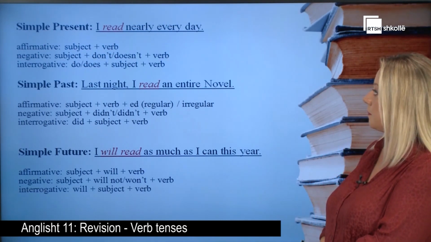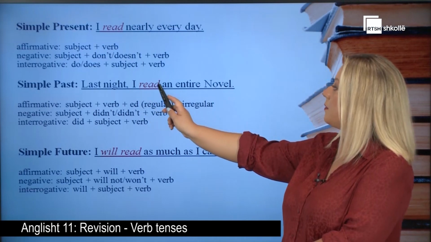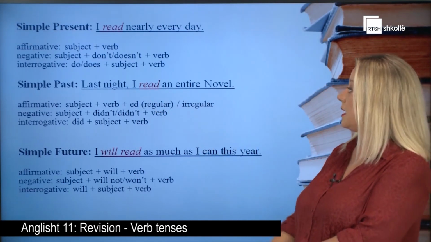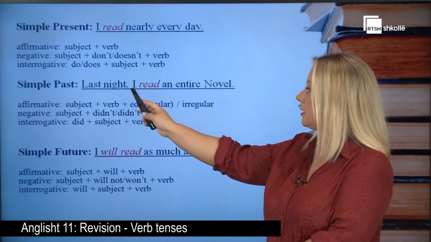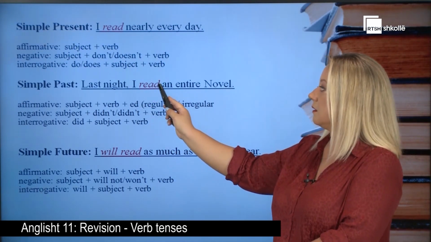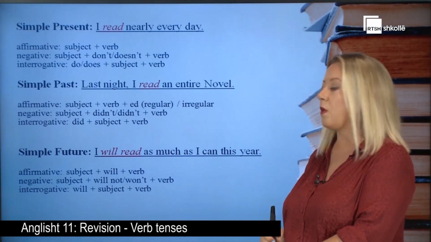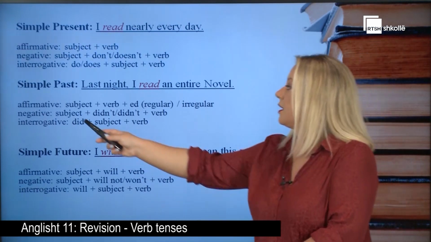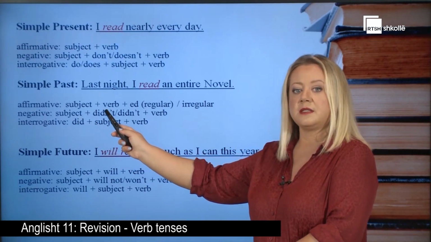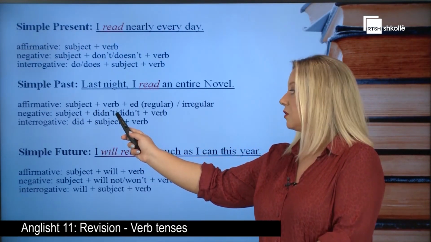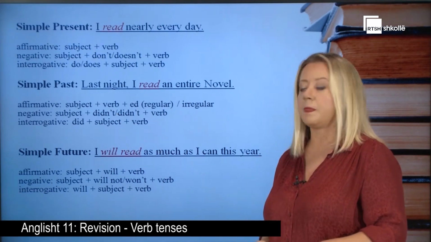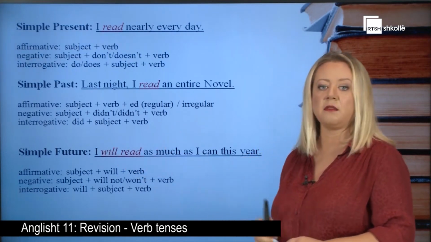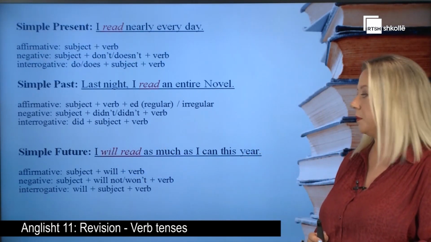Simple past. Last night I read an entire novel is the example. We see here the affirmative is subject plus the ed verb, or the irregular one, as in our case. The negative is subject plus did or didn't this time as an auxiliary and the verb. And the interrogative is the auxiliary did plus subject and then the base form of the verb.